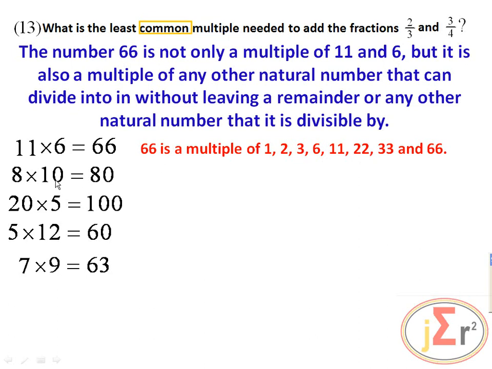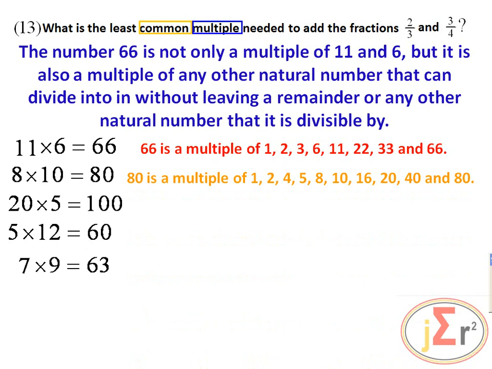Apart from 8 and 10, do we know any other multiple of 80, Jerry? Any other number you know can go into 80 without leaving a remainder? Yes. What are they? 20, 40, 2, 4, 16. Right, that's a good number of them. So 80 is not only a multiple of 8 and 10, it is a multiple of any other number that will divide into it without leaving a remainder. Numbers like 1, 2, 4, 5, 8, 10, 16, 20, 40, and 80.